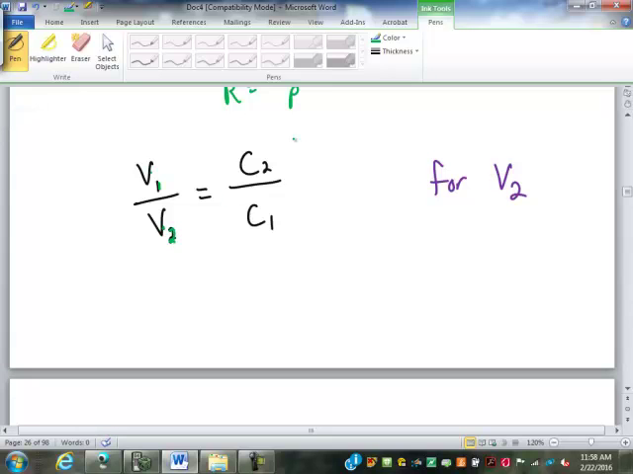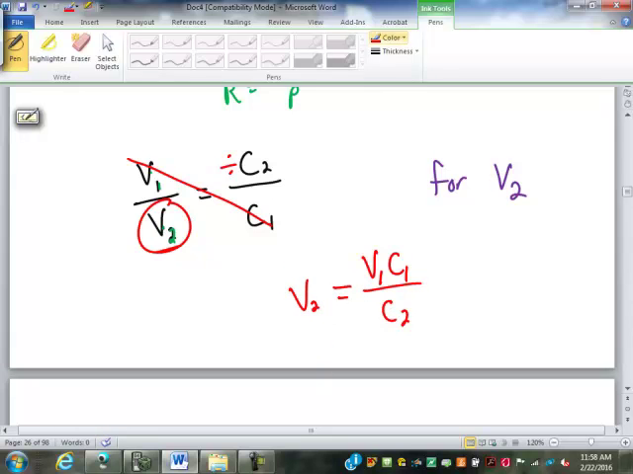So anyway, to solve for V2, we're going to cross multiply. Again, isolating the V, cross multiply and divide by the third number. V1 times C1 is V1 C1 divided by the C2. And of course, the V2 is equal to that.